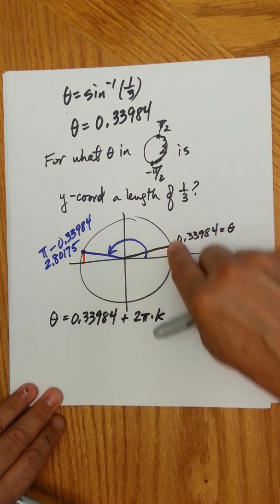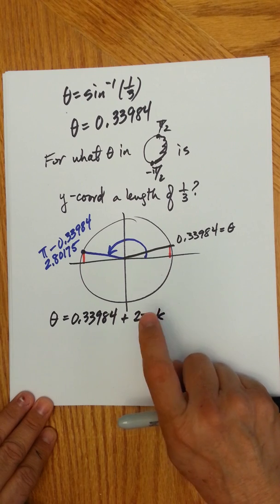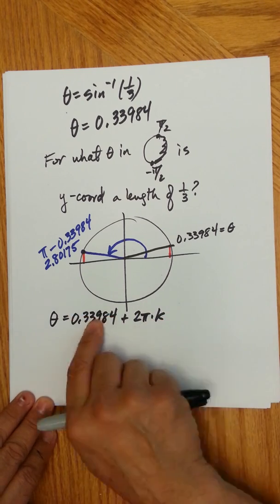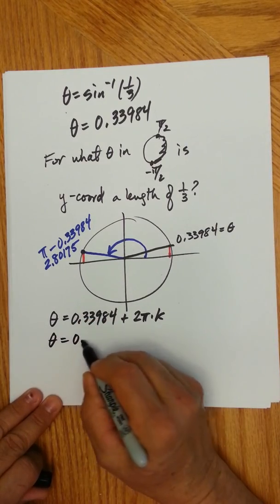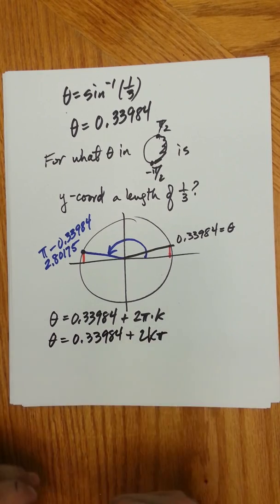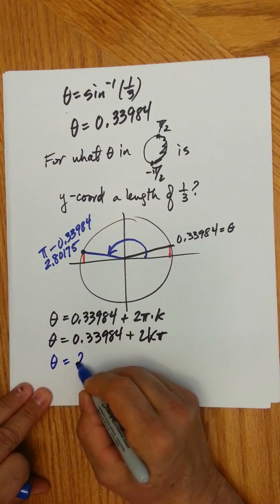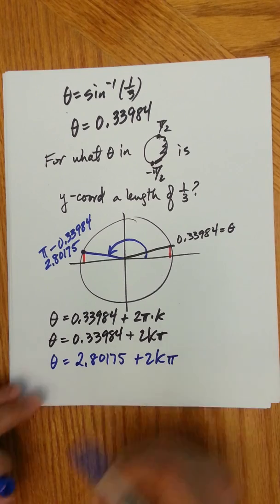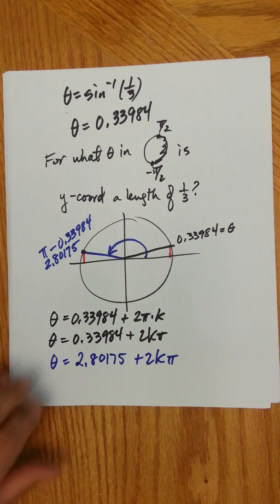And then I could go negative 2 pi. So as long as k is an integer, k equals 0, 1, 2, 3, or negative 1, negative 2, negative 3, that's how many rotations I'm going once I'm on that angle. Now most people will write that as 0.33984 plus 2k pi. That's just a little bit prettier. Okay? And the other solution is 2.80175 plus 2k pi. Now that's what I call my generators, meaning they'll generate all my infinite solutions.